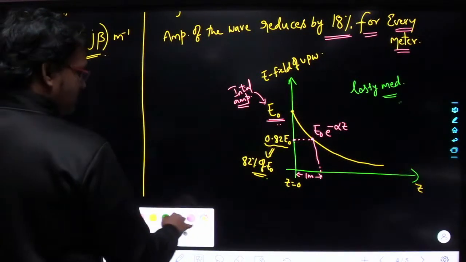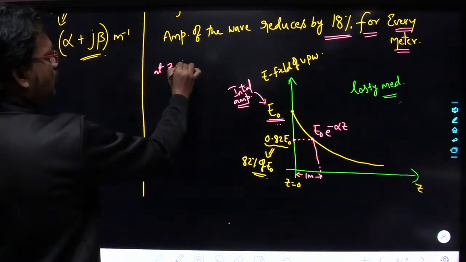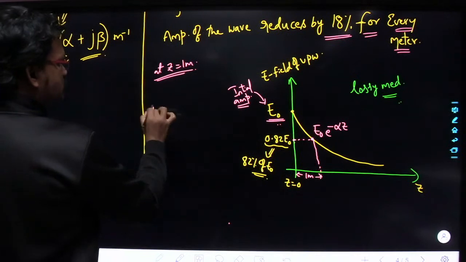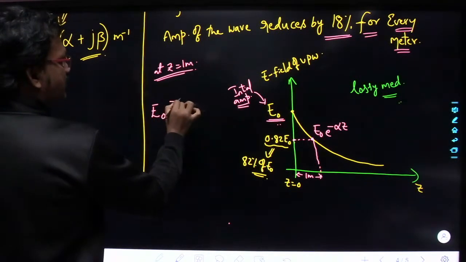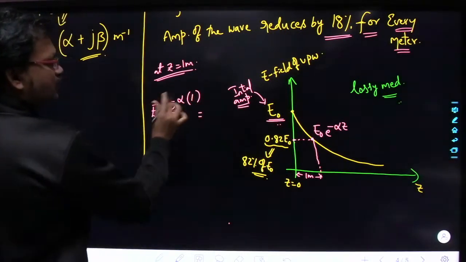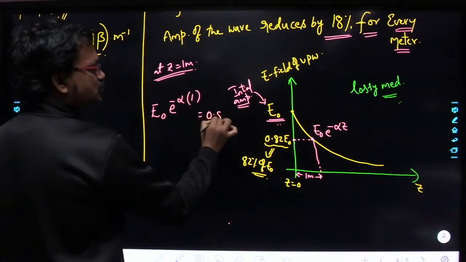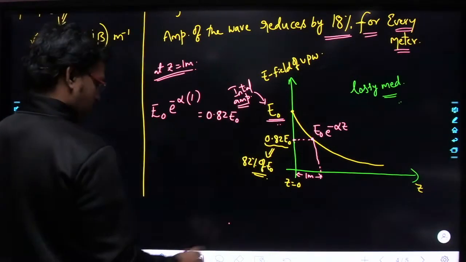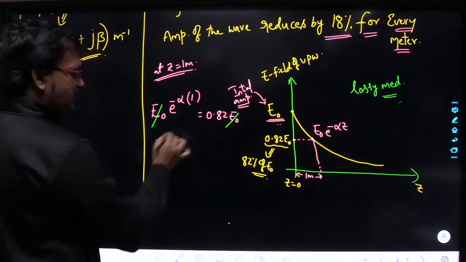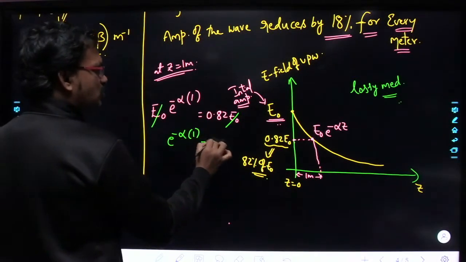So that means after 1 meter, at z equal to 1 meter, after traveling 1 meter distance, what is the amplitude? The amplitude is E naught into e power minus alpha into Z, where Z value is 1 meter. After traveling 1 meter distance, its amplitude will become 0.82 times E naught. Yes or no? So here E naught will get cancelled. So therefore you are going to get e power minus alpha, z value is 1, equal to 0.82.